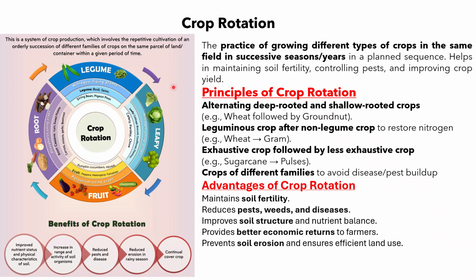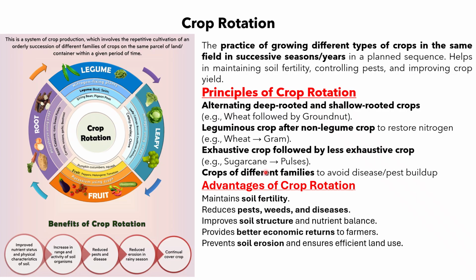Crop rotation means growing different crop families on the same land in a planned sequence, one by one, step by step. Here are some of the principles. The first one: alternate deep-rooted and shallow-rooted crops, and grow legumes after non-legumes to restore the nitrogen, and exhaustive crops should be followed by less exhaustive crops. Use crops of different families to reduce the pest risk.